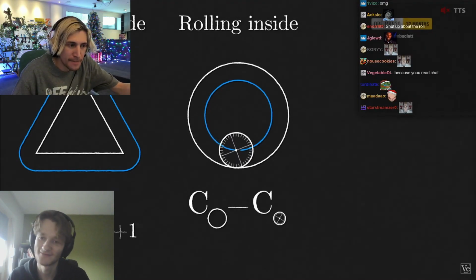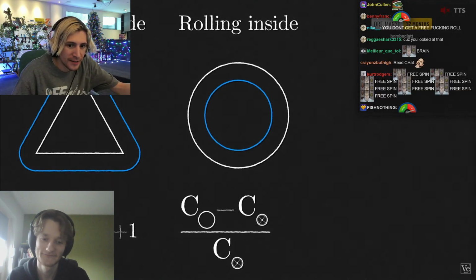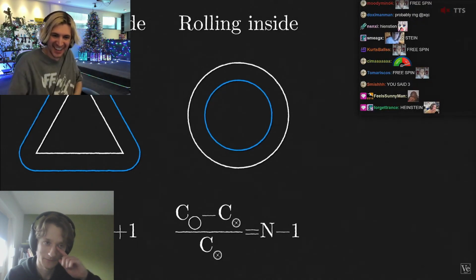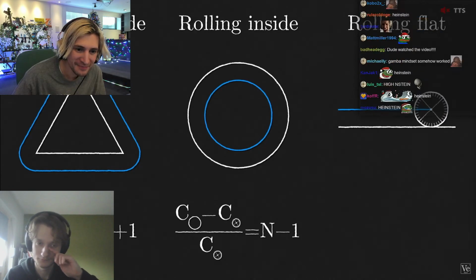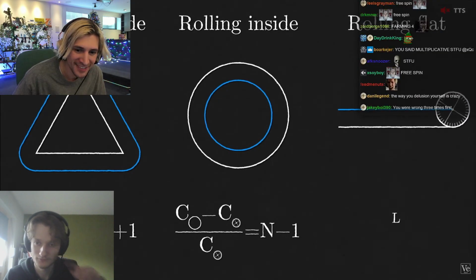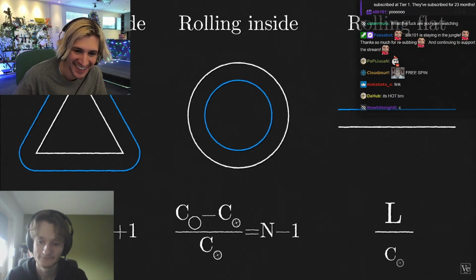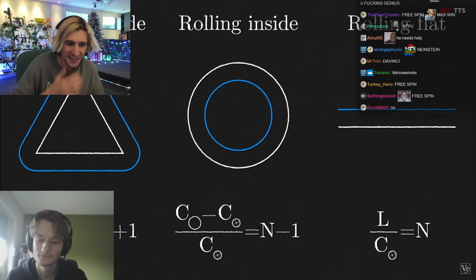Decreases by 1 circumference of the circle, making the total number of rotations n minus 1. If the circle is rolling along a flat line, the distance traveled by the circle's center is equal to the length of the line, which divided by the circle's circumference is just n. I'm actually impressed.